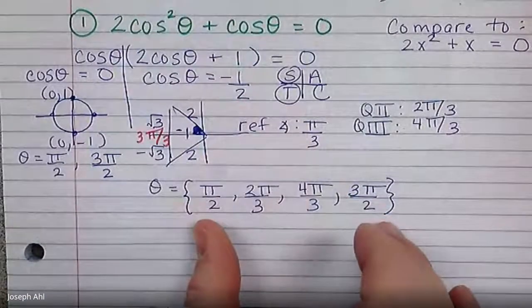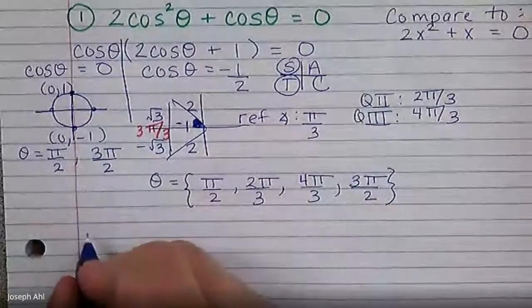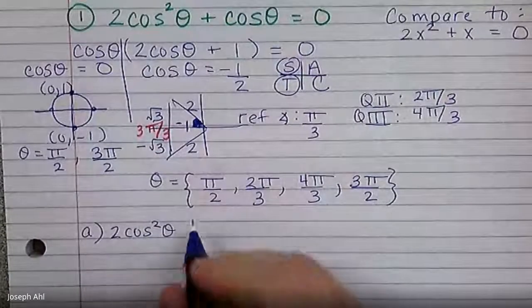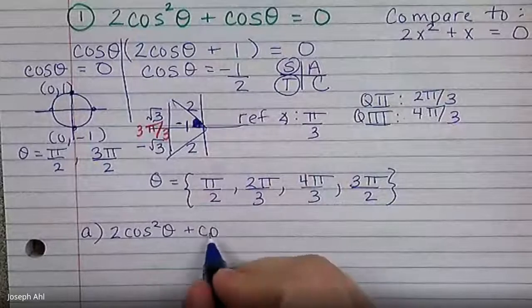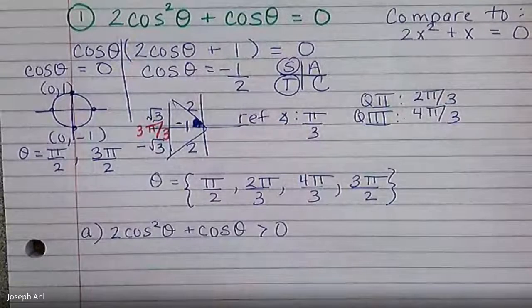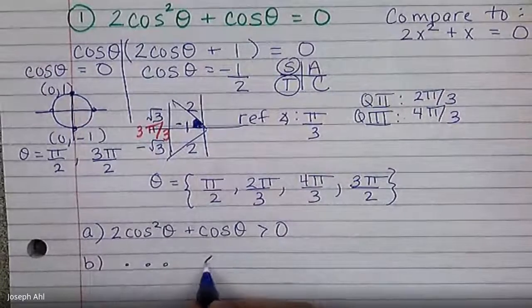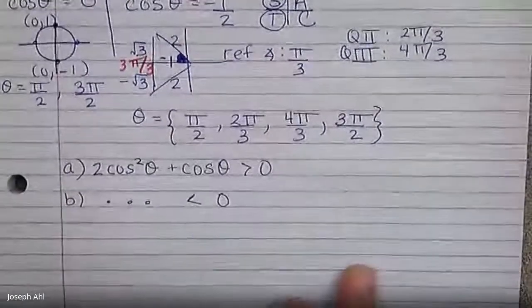The reason why I think it's useful to have them in order is, what if I said, all right, now answer the question, when is 2 cos squared theta plus cos theta greater than 0? And similarly, we can do the same thing and answer, when is it less than 0?